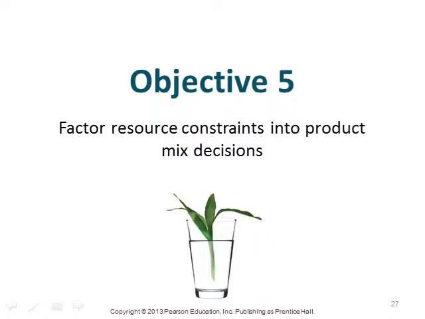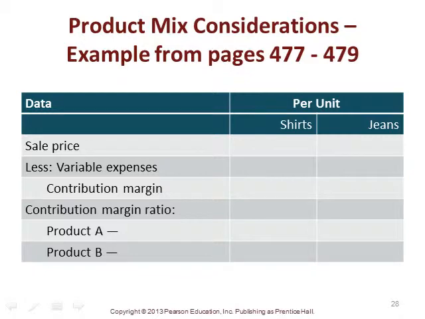So now we want to talk a little bit about how to factor resource constraints into product mix decisions. So let's first look at the product mix considerations example on page 477. Here we have a company that manufactures jeans and t-shirts.